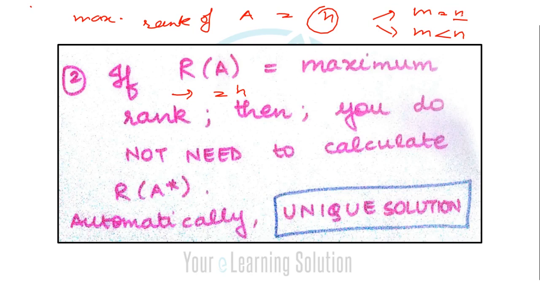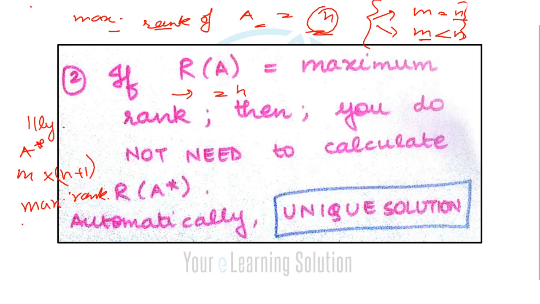Does that make sense? The maximum rank of A can be equal to n, because in the case when m equals n, the rank of A can at max be equal to n. When m is less than n, then the maximum rank that A can have is actually equal to m, which means that if you consider both of these cases together, the maximum rank that A can ever have is equal to n. Similarly, A star is actually given by m cross n plus 1, so the maximum rank that A star can have is equal to m, because it can never have a rank n plus 1.